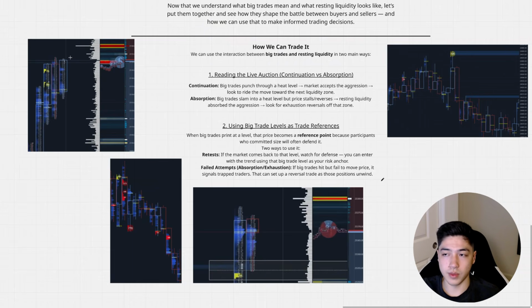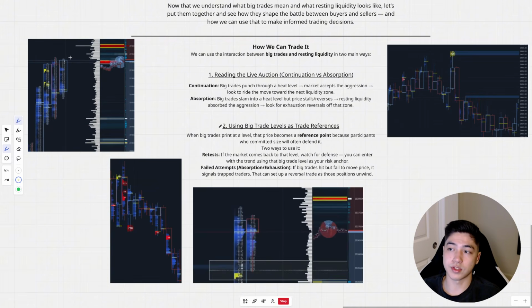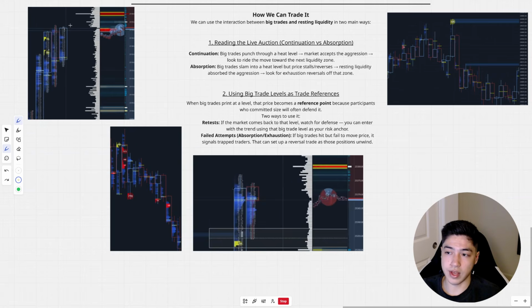The way that I actually look for entries is I'm using big trade levels as trade references. So when big trades print at a level, that price often becomes the reference point, because participants who committed to that size will often defend their position. So this is an example here of a real trade that I took, because there's two ways that you can really use this.